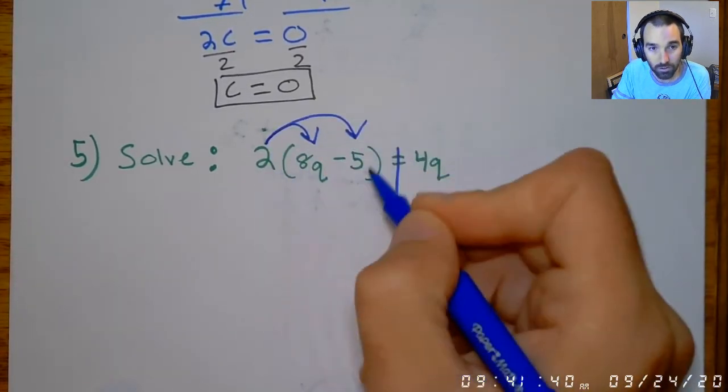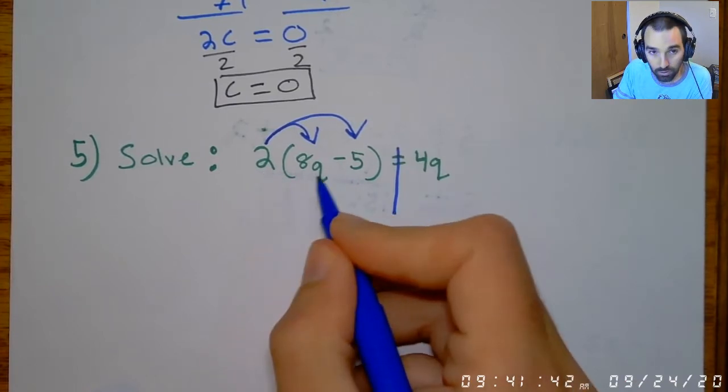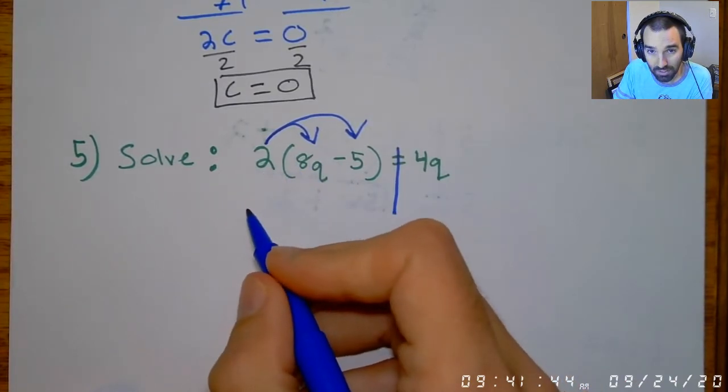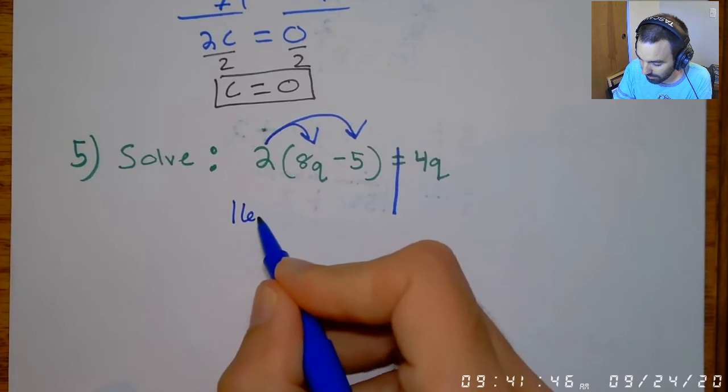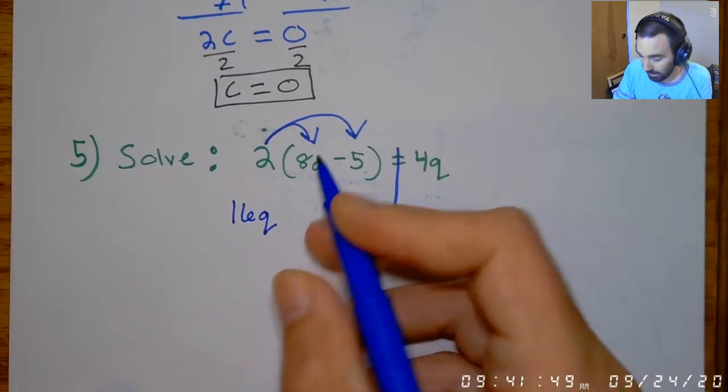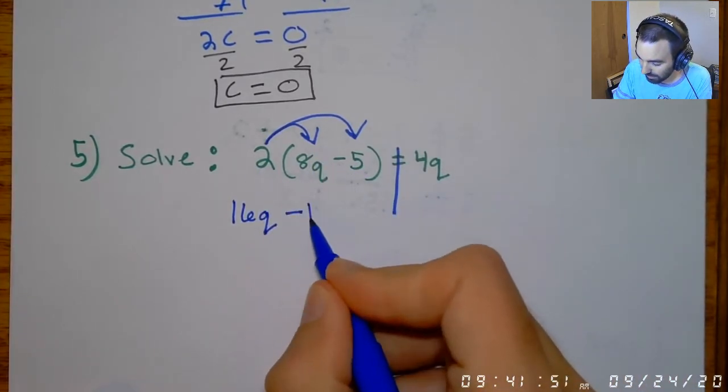So I'm going to go ahead and distribute. I'm going to get 2 times 8q. 2 times 8 is 16, so I'm going to have 16q. And then 2 times negative 5 is going to be negative 10.